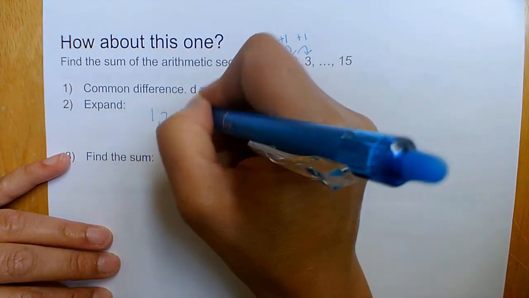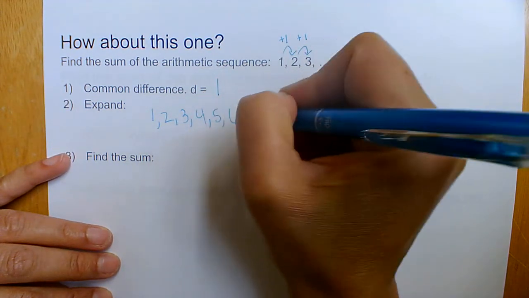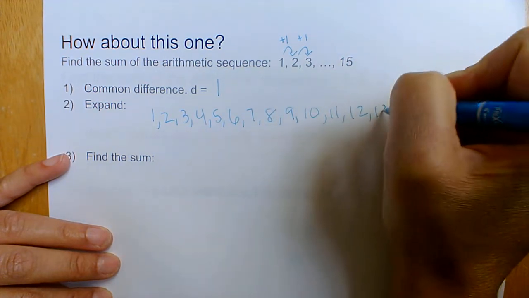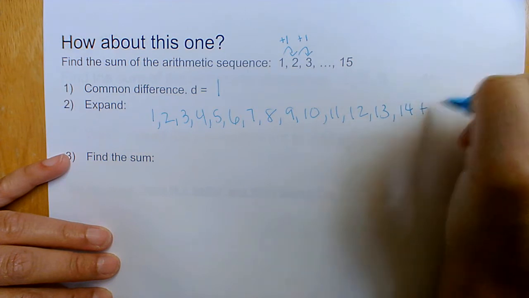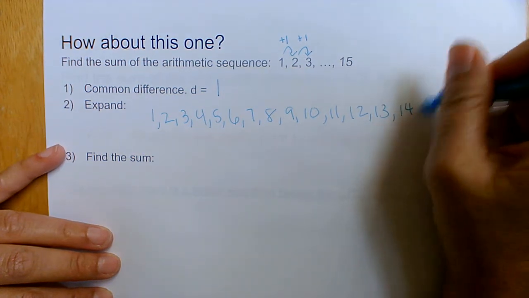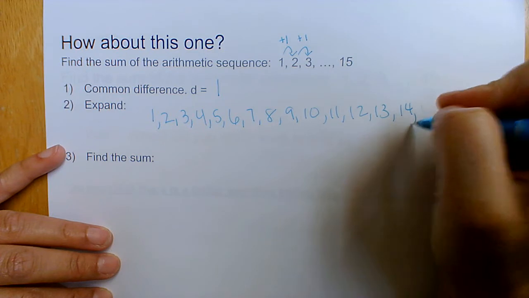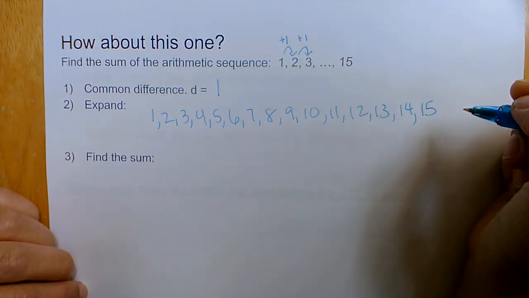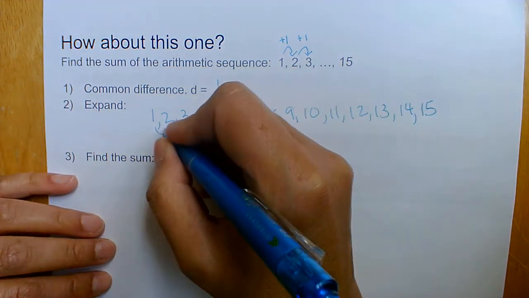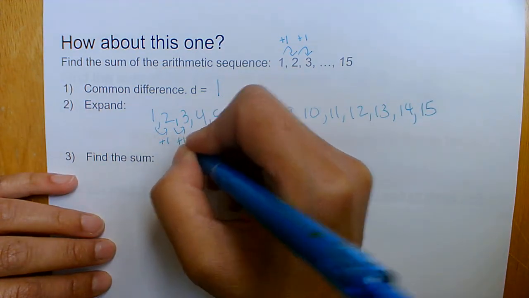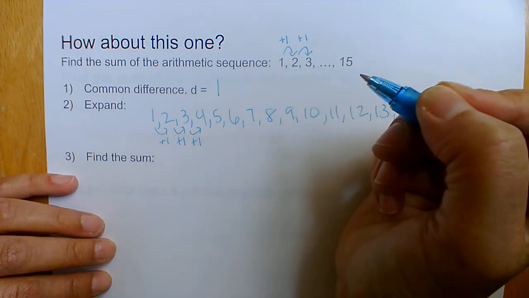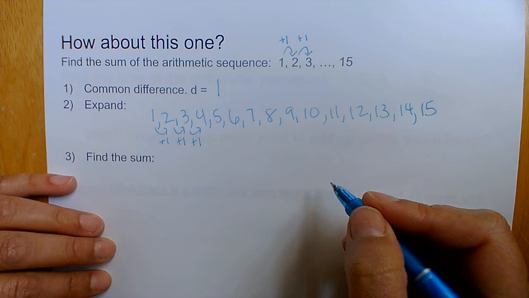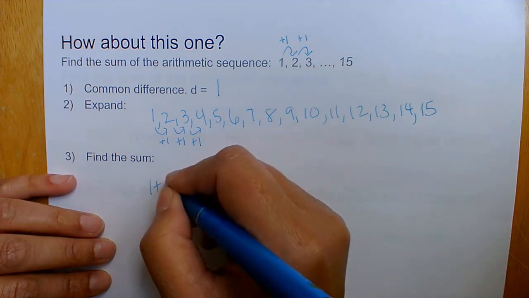Expand. We're not finding the sum yet. And then 15. So we went from 1 all the way to 15, adding 1 every time. Plus 1, plus 1, plus 1, all the way down the line. That's a common difference. Let's find the sum. So in order to find the sum, what do we do? We add up all the numbers.